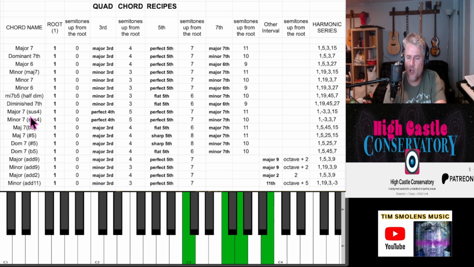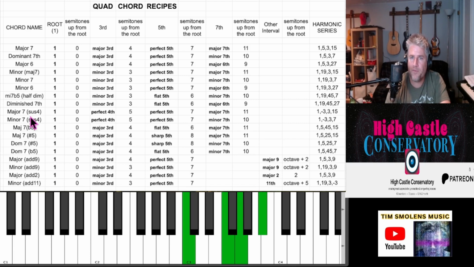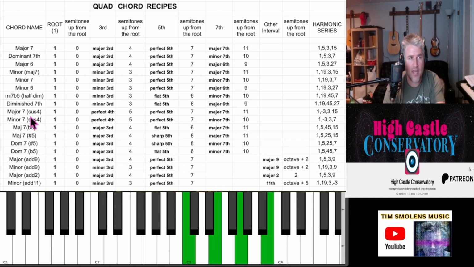Then we have minor 7 sus 4, so a regular minor 7 chord is that, but we're just going to suspend it by moving the minor third up to the F. So that would be 1, negative third harmonic, and then either the 7th harmonic or the -9th, like we discussed before. Then we have major 7 with a flat 5. So here's major 7, and if we're going to flat the 5, we just go like that. Very mysterious chord.